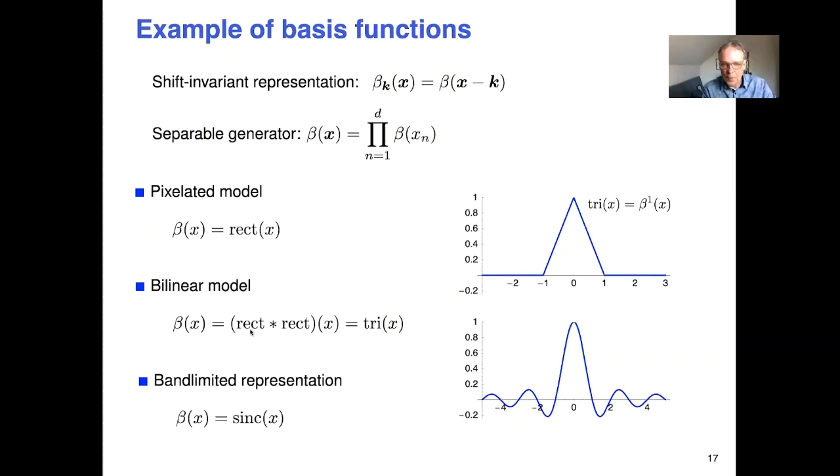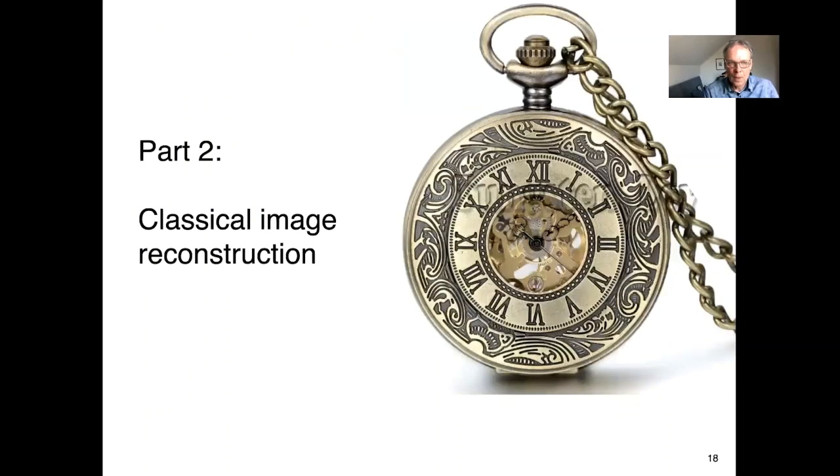Another one is maybe to take piecewise linear interpolation. Here's a convolution of the rect with itself, so that's a triangle that you could use here. Or let's say if you are a hardcore signal processing person, you could also eventually use the sinc. Okay, so that would go with a Shannon type of representation.